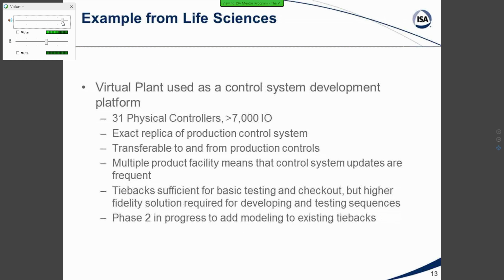So we're going to go over an example that we had of a low fidelity implementation. This was a recent project I worked on where they wanted to integrate a simulation system with 31 physical controllers and greater than 7,000 I/O. And the reason they wanted to do this is because this was a life sciences company that required a validated system. So for those of you that are in the industry, you can certainly appreciate that.